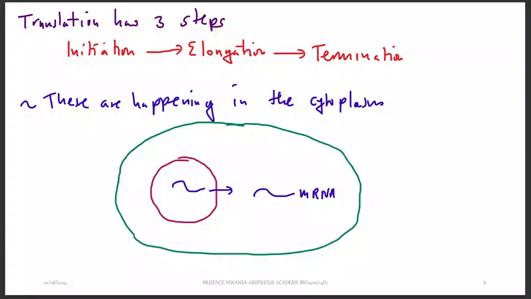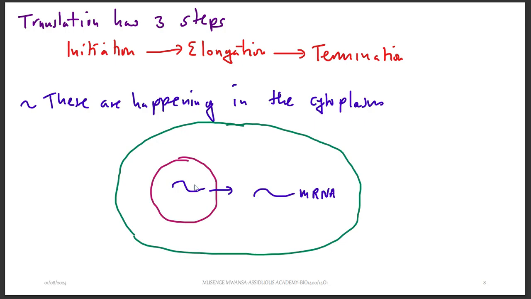Okay. But before we go to the genetic code, translation happens in three steps. You have initiation, elongation, termination. Initiation is starting to make proteins. Elongation is now you are making the protein longer. Termination is to cut, now that you've already formed your chain. This making of proteins happens in the cytoplasm.